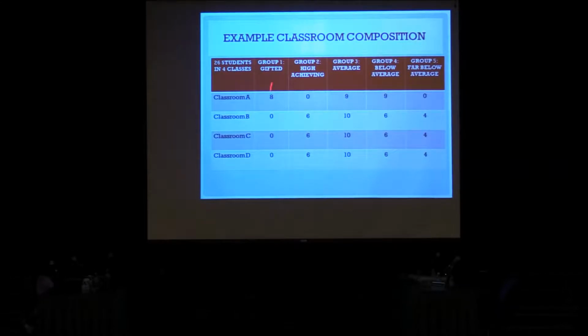Here you have 8 identified in this group, 9 and 9. Here you have high achieving students, average students, below average, and then students who are far below average. So what we're doing is we're taking every student, identifying our entire population, as I mentioned before. Everybody in the room is being identified and placed into one of these groups.